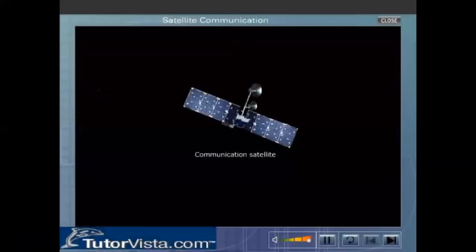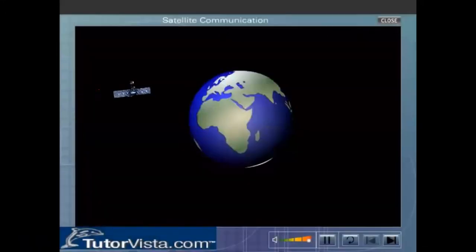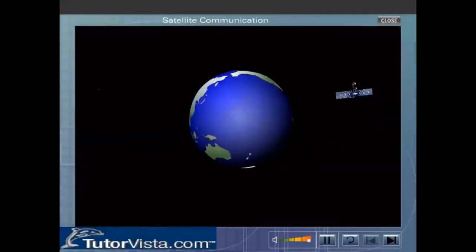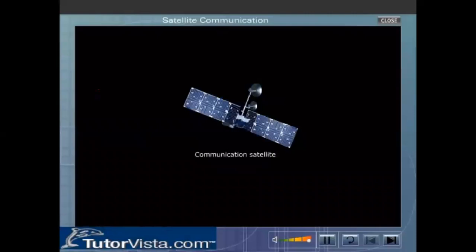A satellite is an artificial body placed in an orbit around the Earth or another planet. The communication satellites relay around the world telephone and fax messages, television programs, radio signals, and so on.